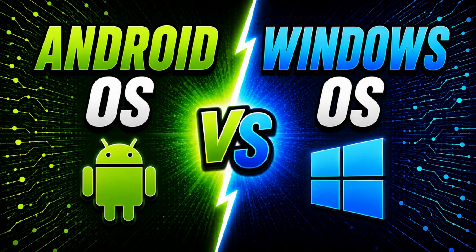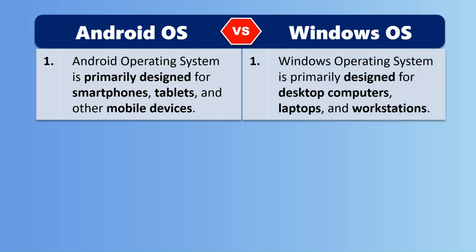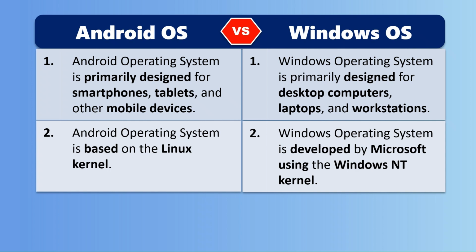Let's see what is the difference between Android versus Windows OS. Android operating system is primarily designed for smartphones, tablets, and other mobile devices. Windows operating system is primarily designed for desktop computers, laptops, and workstations. Android operating system is based on the Linux kernel. Windows operating system is developed by Microsoft using the Windows NT kernel.